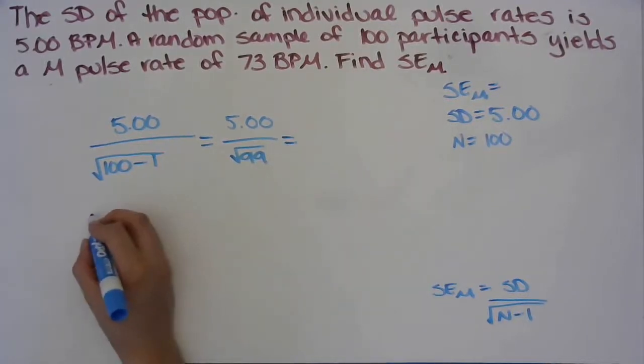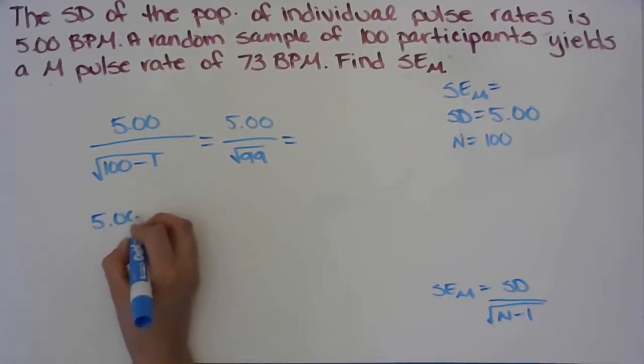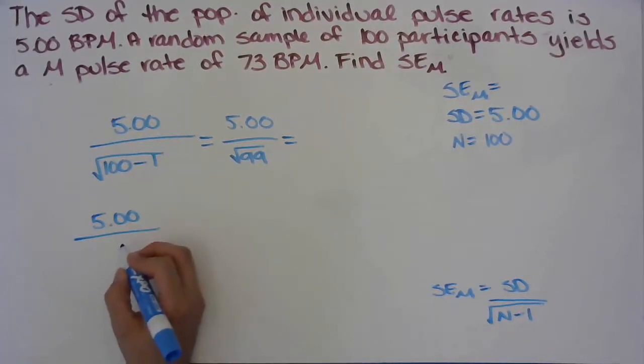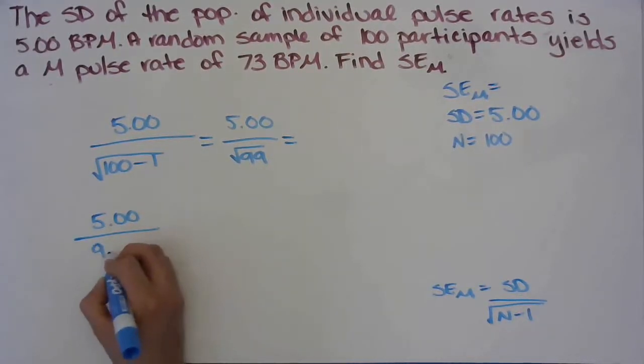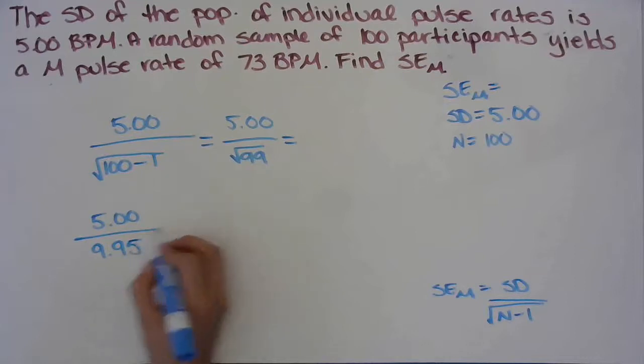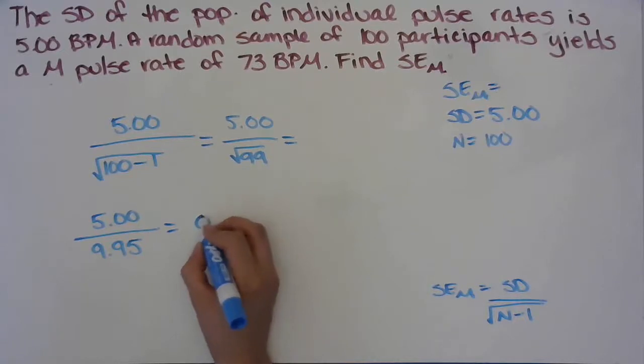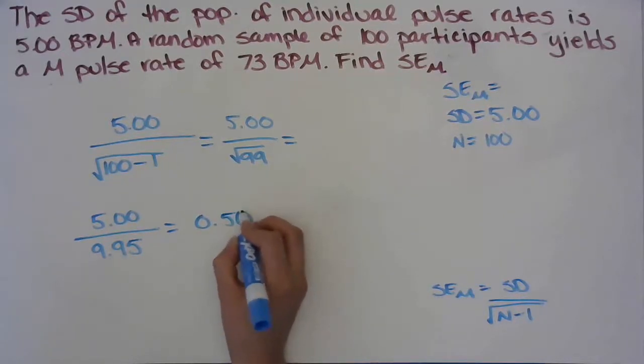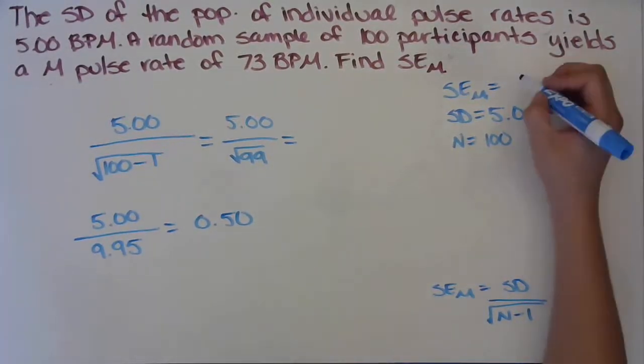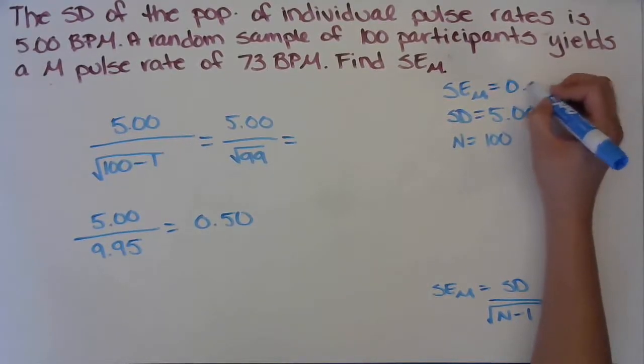Go ahead and solve for that square root. So the square root of 99 is 9.95. So when you divide 5.00 by 9.95, we get 0.50. So our standard error of the mean for this problem is 0.50.